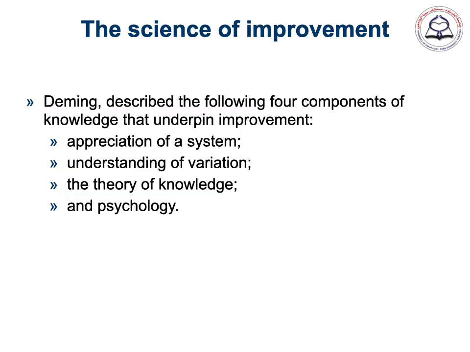The science of improvement has its origin in the work of Edward Deming. He is recognized to be the father of improvement theory. He described 4 components of knowledge that underpin improvement. These are appreciation of a system, understanding of variation, the theory of knowledge, and psychology.